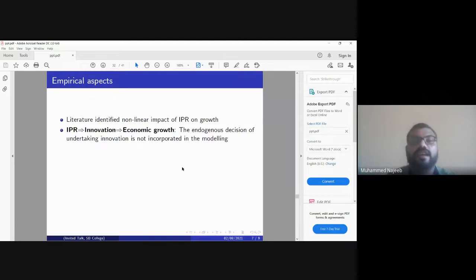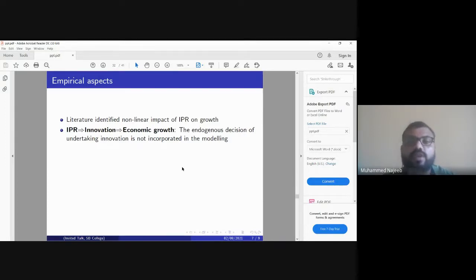We know that the link is like this. IPR leads to innovation. IPR leads to more ideas. More ideas lead to innovation, and that innovation leads to economic growth. But in all the studies mentioned here, they're just doing growth regression by putting a simple IPR variable. So this innovation part is missing there. They're not incorporating this innovation part. So this will lead to an omitted variable bias all the time. So all this literature has this omitted variable bias.